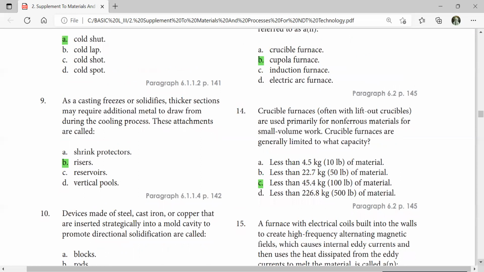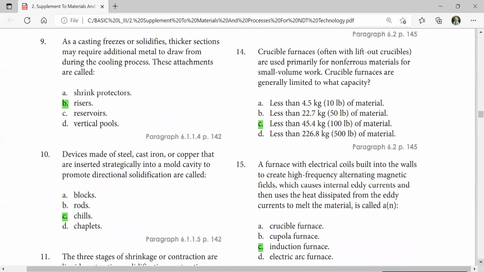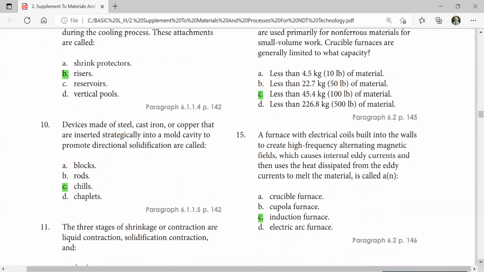Crucible furnaces are often lift-out crucibles used primarily for non-ferrous materials for small volume work. Crucible furnaces hold less than 45.4 kg of material. A furnace with electrical coils built into the walls creates high-frequency alternating magnetic fields, which cause internal eddy currents, and then uses heat dissipated from the eddy currents to melt the material. It is called an induction furnace.